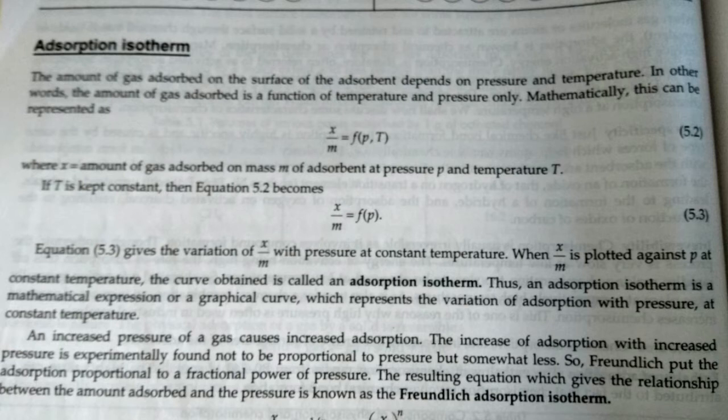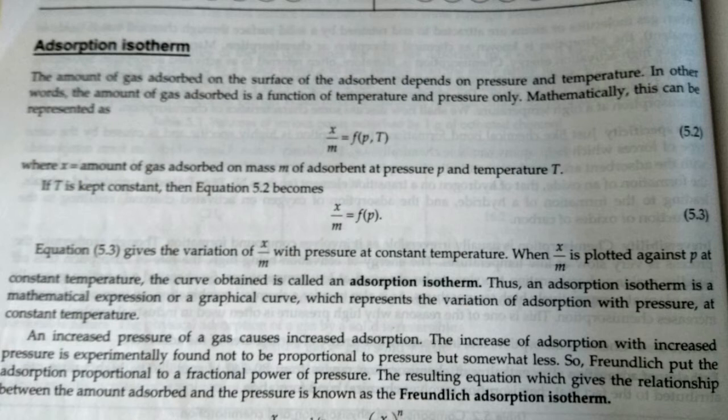If T is kept constant, equation 5.2 becomes x/m = f(P). Equation 5.3 gives the variation of x/m with pressure at constant temperature. Now dear student, when x/m is plotted against the pressure at the constant temperature, the curves obtained are known as adsorption isotherms. Iso means same and therm means temperature. So those are called adsorption isotherms.